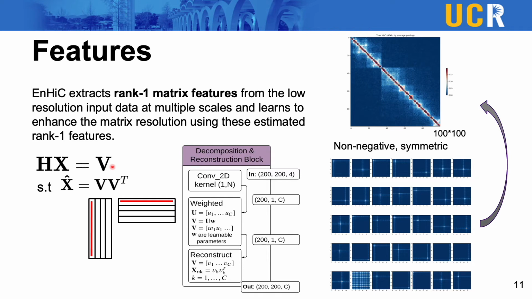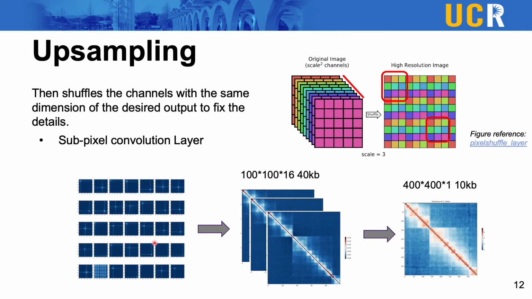The non-negative matrix decomposition finds rank 1 matrices for one matrix, but here we find rank 1 matrices for a set of matrices, and the difference is defined by the loss function. Then we pass the rank 1 features to the subpixel layer, which is closely related to image super-resolution.